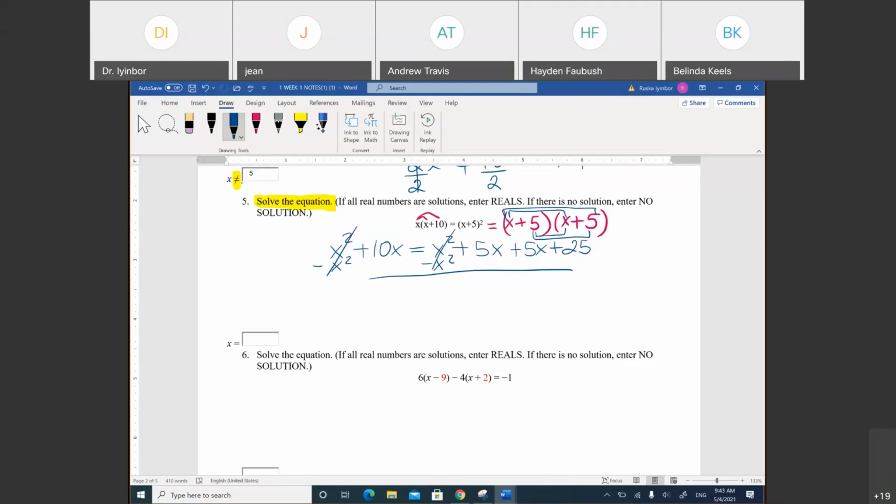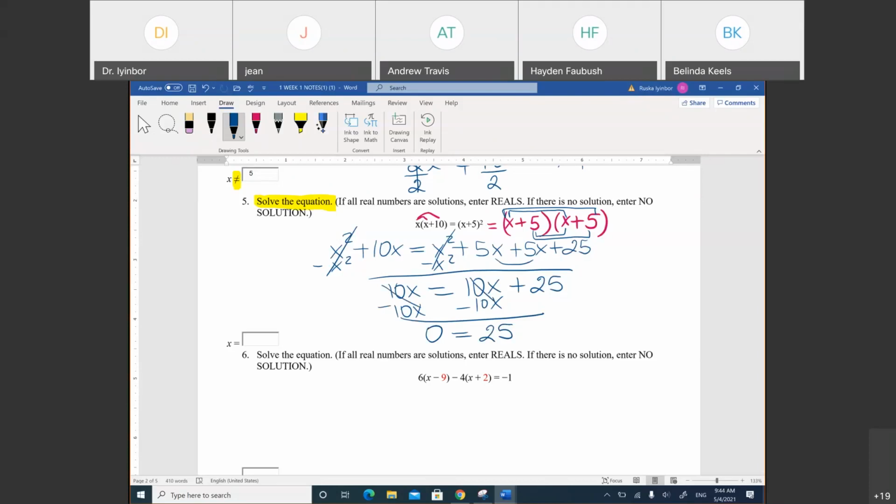We have 10x equals, you can add 5x plus 5x is 10x, plus 25. And then you're going to subtract 10x from both sides to move it, right? So what is left? 25. 25 equals what? 0. That's right. So we get 0 equals 25.